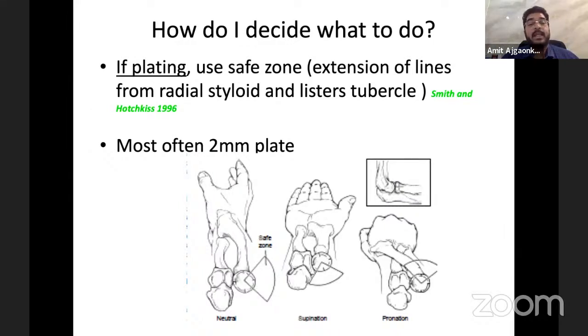How do you decide to put a plate on the radial head? You use the safe zone. The safe zone is the extension of line from the radial styloid and the Lister's tubercle. So that zone is the safe zone. And most often a 2 mm plate will fit in over there.